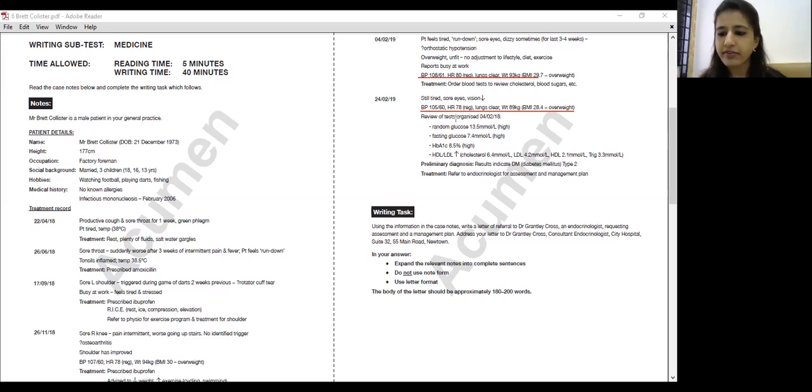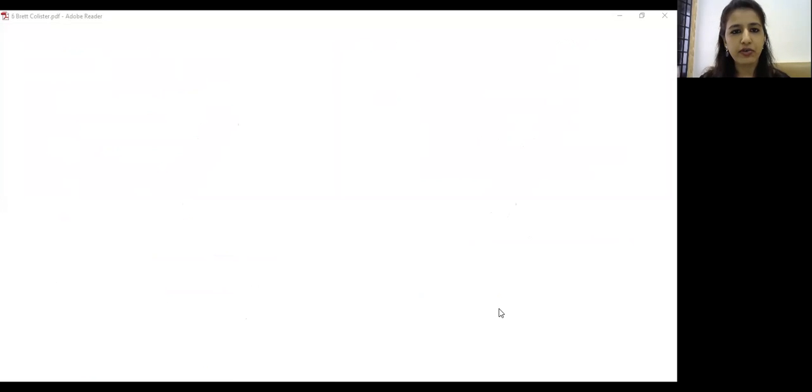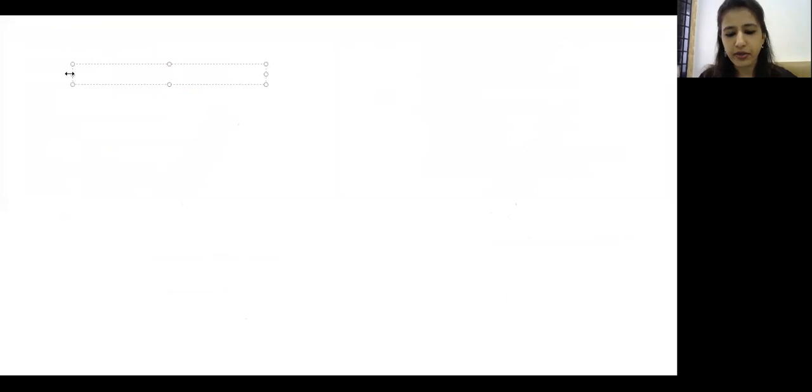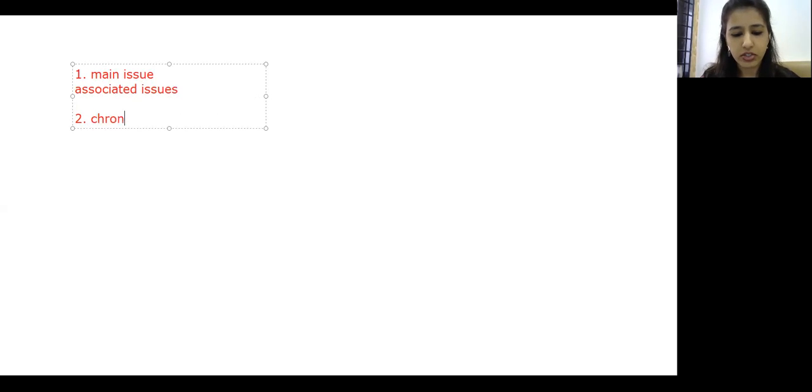After we have discussed this much, now let us think about paragraphing. How would I go about paragraphing? For any letter that you are writing in OET, there are three possible strategies you can follow to decide which style of paragraphing to use. First is when you are writing a letter for a specific issue, so you write the main issue first and then the associated issues. The second type of letter is chronology.